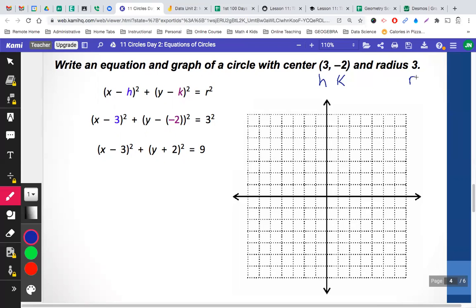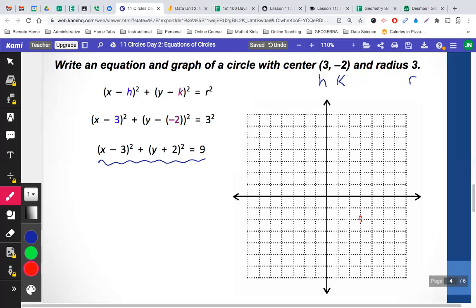It's probably easier to identify the center and the radius from up here, but if we were just given this, we should be able to do the same thing. Identify your radius and your center. All right, let's go ahead and plot our center first. 3, -2. Let's jump to red here. So 1, 2, 3, -2.